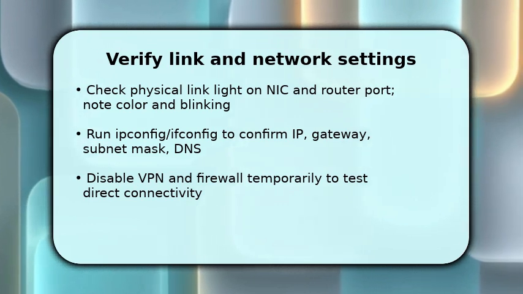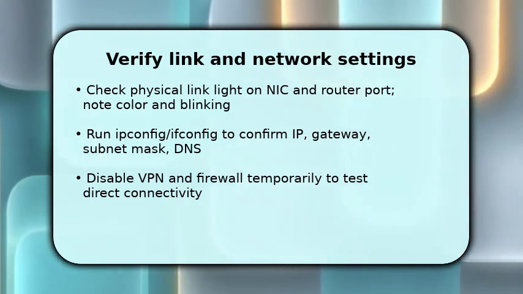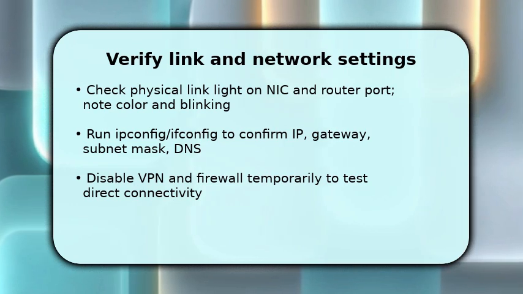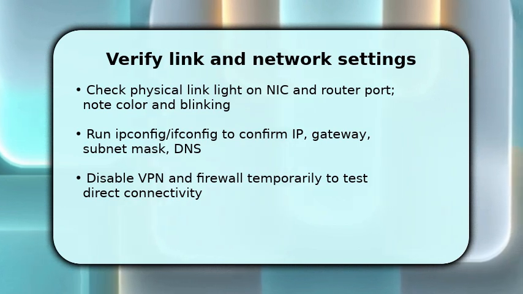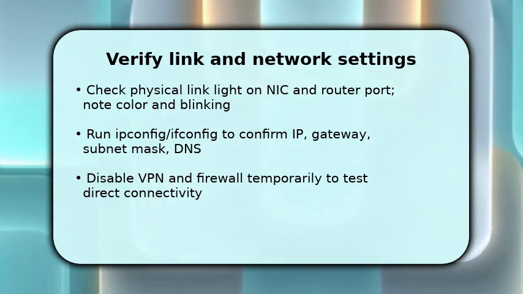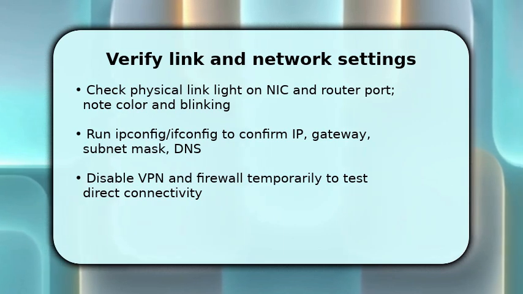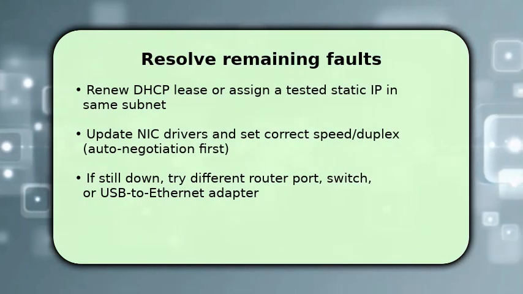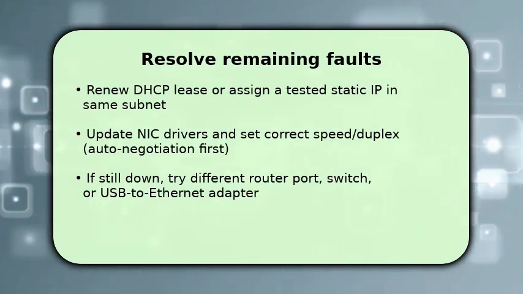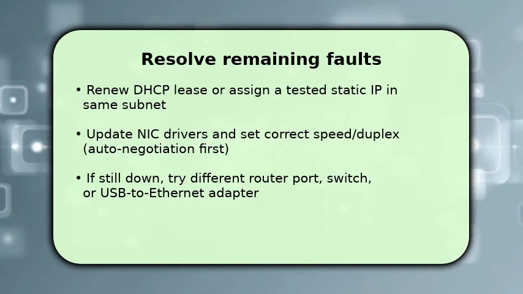Once you see an IP, ping the gateway to prove local reachability. If pings fail, disable local firewall rules and any VPN temporarily, so they are not masking a simple routing or ARP issue. Finally, renew your DHCP lease or set a tested static IP on the same subnet and retry pings and DNS lookups to confirm internet access.